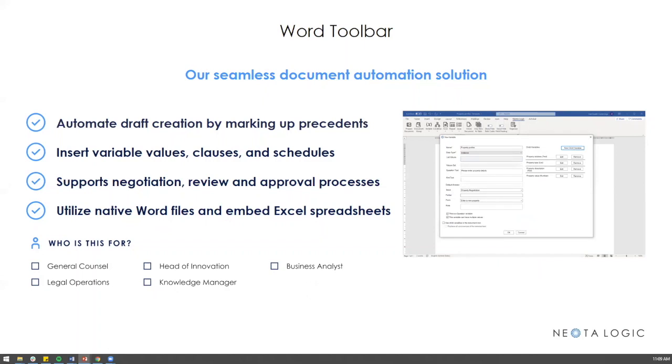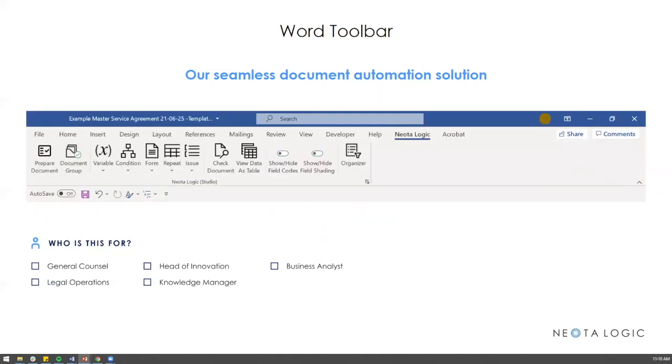Now, automating the generation of a document with Neota involves 3 steps. Create a template Word document, mark it up using the Neota Word Toolbar, which you can see on screen. Upload the template document into a Neota application authoring environment such as Canvas, design the app, and run the app to generate the document. Now, there are 2 ways to build a document automation solution using Toolbar: marking up the document first or creating the app first to define logic.